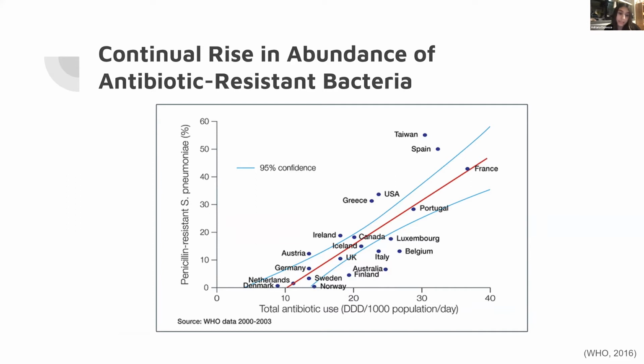Here in this figure, it compares penicillin-resistant S. pneumoniae with the total antibiotic use. You can see here that with the rise of total antibiotic use, the amount of resistant bacterial strains also rises. This can be detrimental to the health of humans because if there is no antibiotic used to combat their pathogenic bacterial infection, this can often lead to fatalities.